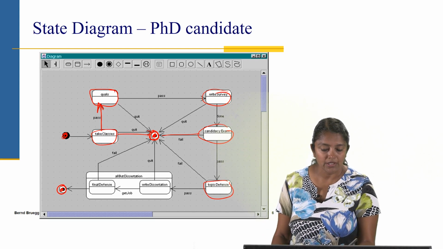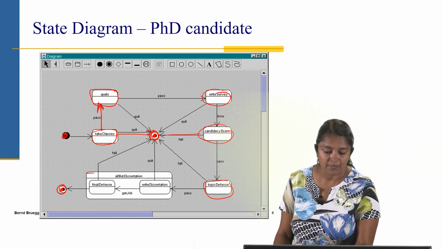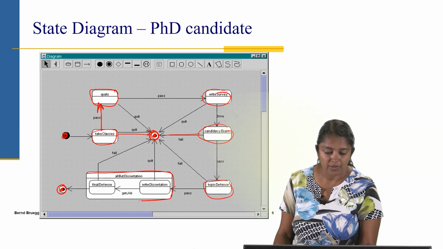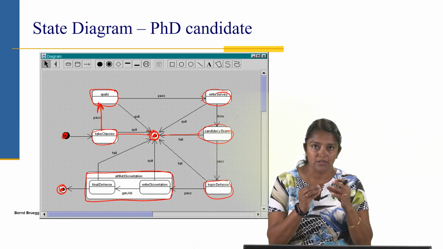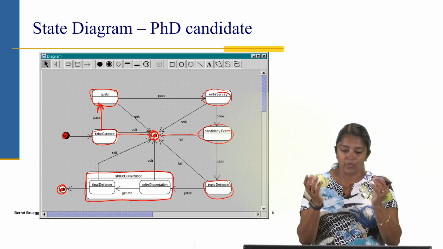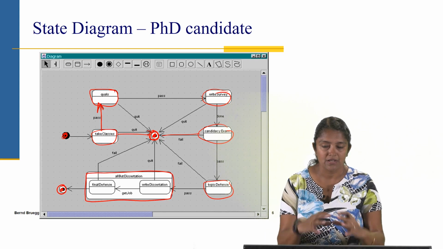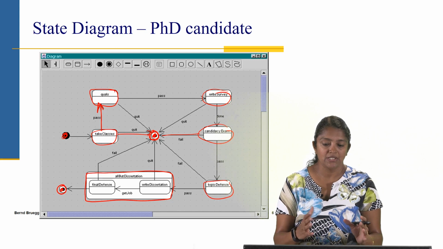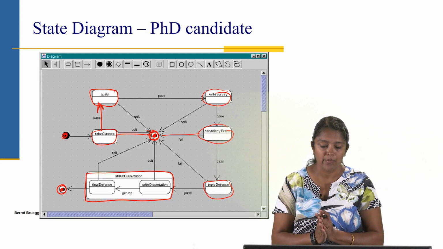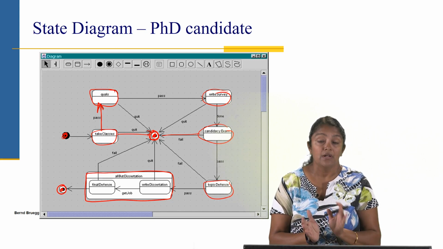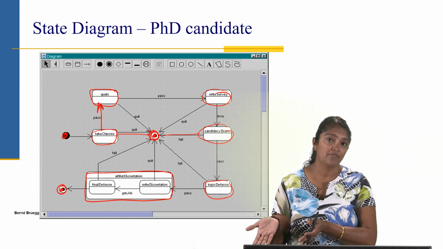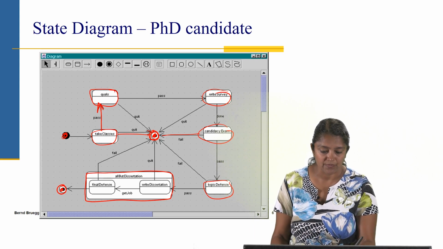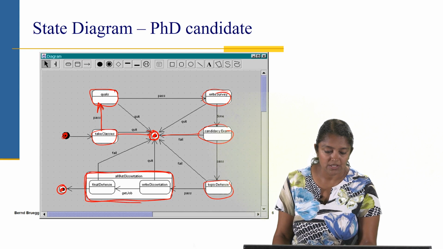Now another thing that we notice here is a way of packaging multiple states into one. So there is this larger state called all but dissertation. So basically the student has completed all of the other requirements. The only thing left is writing the dissertation and the final defense of the dissertation. So that's this all but dissertation state.